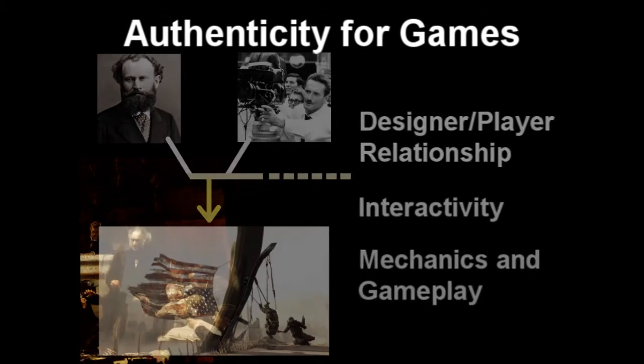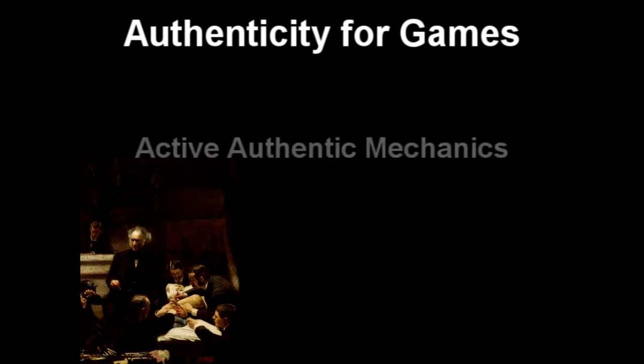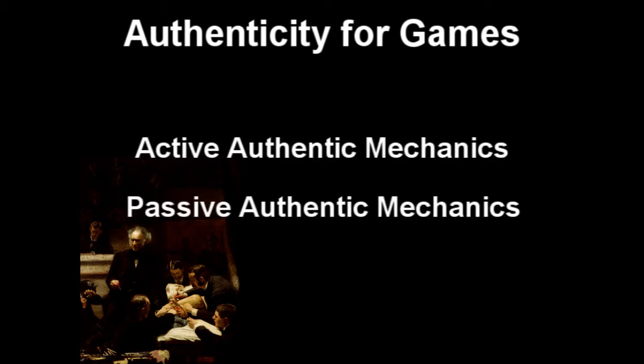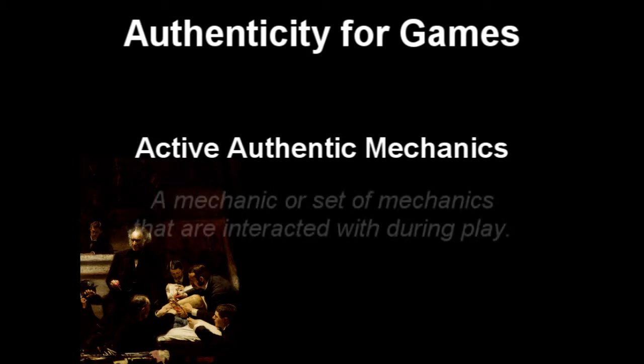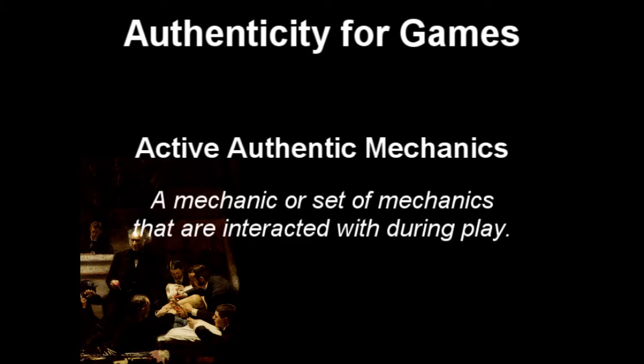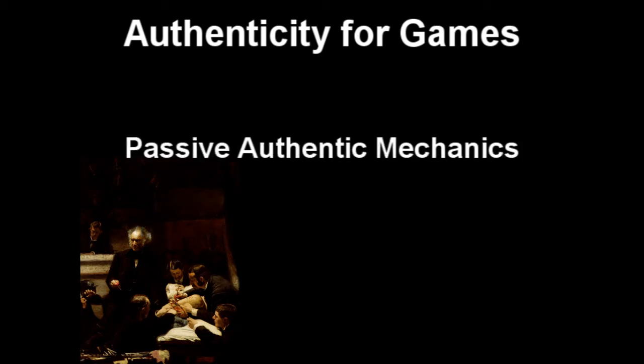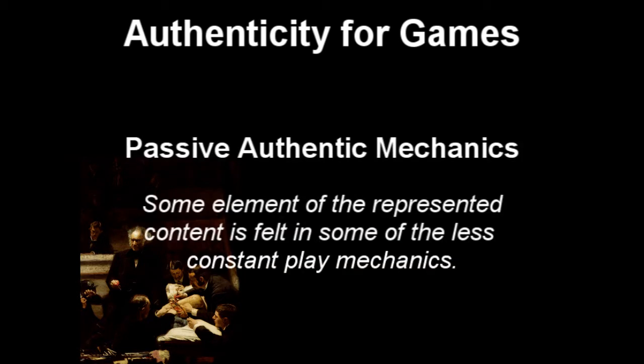One way we can categorize game mechanics and the philosophies of realism is in what I call active authentic and passive authentic mechanics. Active authentic is a mechanic or set of mechanics that are interacted with during play that allow the player to feel whatever reality the game is about, such as authentic skateboarding mechanics. Passive authentic is when some element of the represented content is felt in some of the less constant play mechanics.